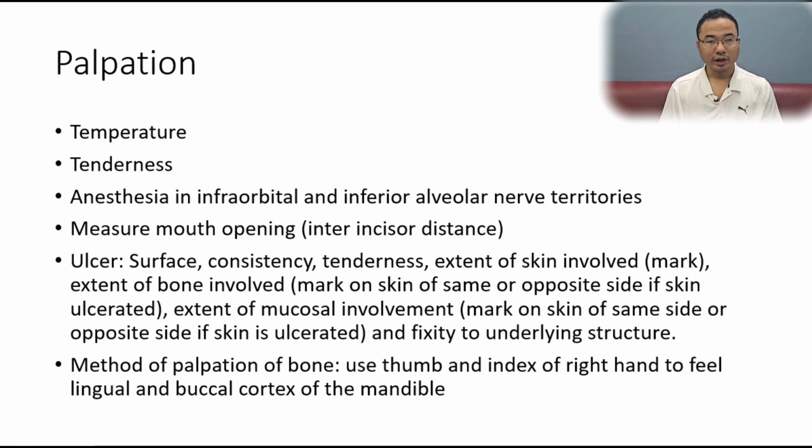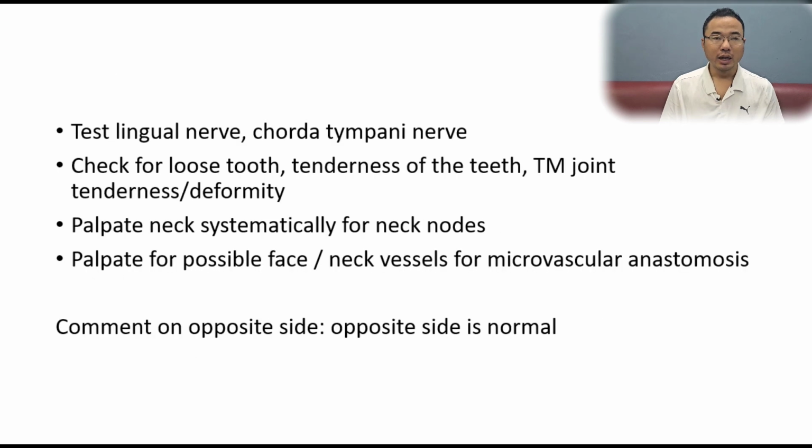Palpate the ulcer and comment on the surface, consistency, tenderness, extent of skin involved, extent of bone involved, extent of mucosal involvement, and fixity to the underlying structures. The method of palpation is by using the thumb and index finger of the right hand to feel the lingual and buccal cortex of the mandible. Test the lingual nerve and the chorda tympani nerve. Check for loose tooth, tenderness in the teeth, TM joint tenderness and deformity.